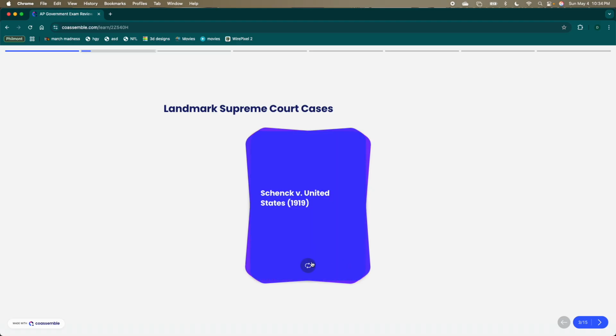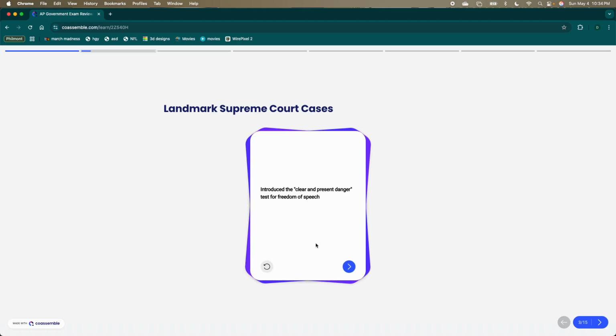Next, Schenck v. the United States, which introduced the clear and present danger test for freedom of speech, ultimately establishing that there was some limit to the First Amendment's free speech clause. So what was happening in this case was that Schenck was spreading anti-war letters trying to get people to defect after they were drafted, and the Supreme Court ruled that the U.S. government actually could arrest him under the Espionage Act for this anti-war speech because there was clear and present danger with the speech.